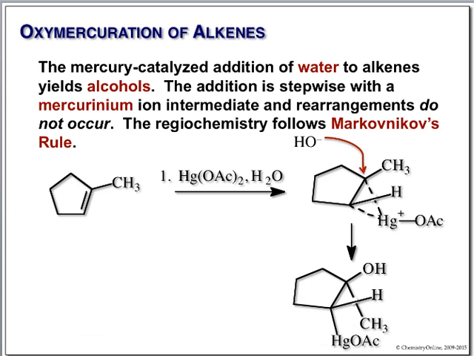Now, if you just let it sit here like this, if you didn't do our second step, you would have this organomercurial. They're fairly toxic. You don't want to play with them. So we need to get rid of our mercury. That's why we do our second step. Sodium borohydride replaces this with a hydrogen. Poof, it's gone, and we have our Markovnikov alcohol. Much, much more civilized reaction.